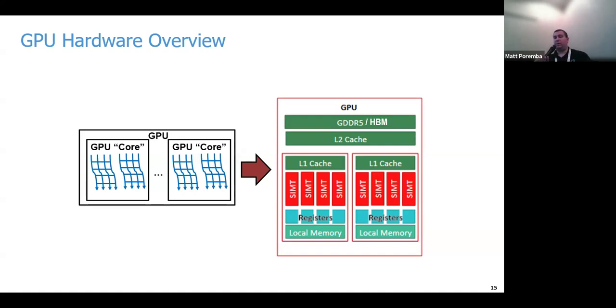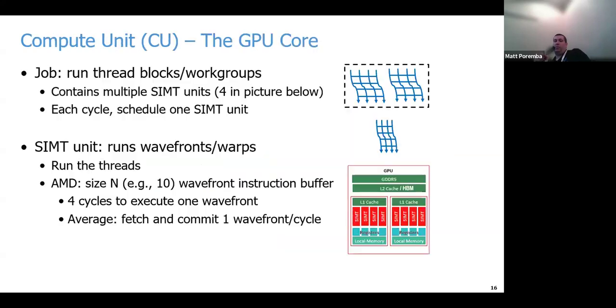You can also see that within the GPU, we have other levels of memory. Maybe we have a shared L2 cache across all of those compute units, and then main memory, which is nowadays usually HBM, but previously was GDDR, on top of that. So this is the big picture view of what a GPU does.